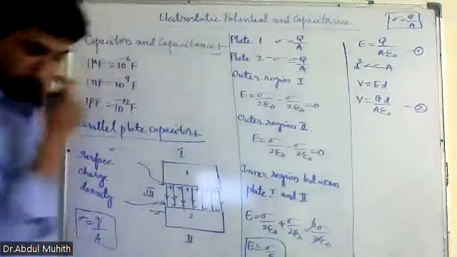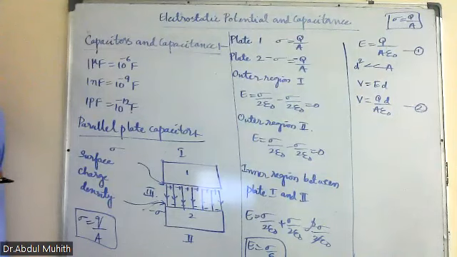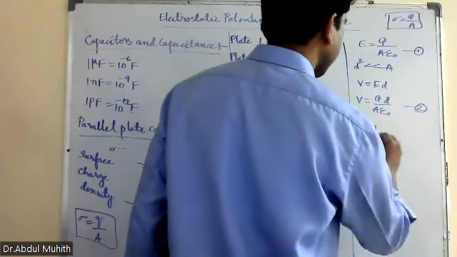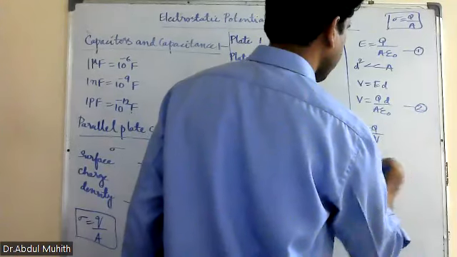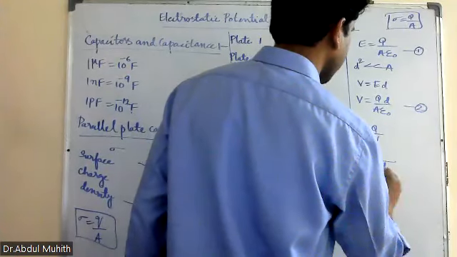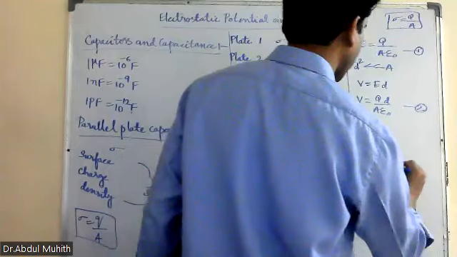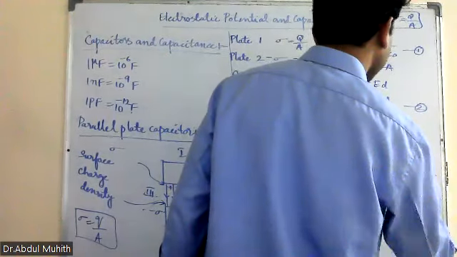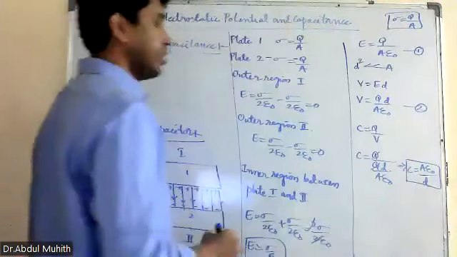Now we have C is equal to Q by V. That is the third one. Just substitute here: C is equal to Q into d by A epsilon 0. So this and this will go away. C is equal to epsilon naught A by d. This is the formula for capacitance.